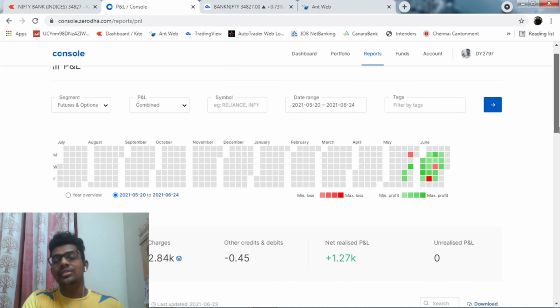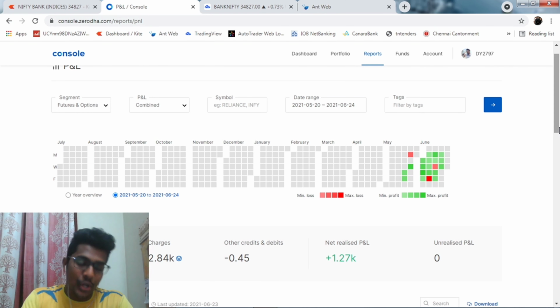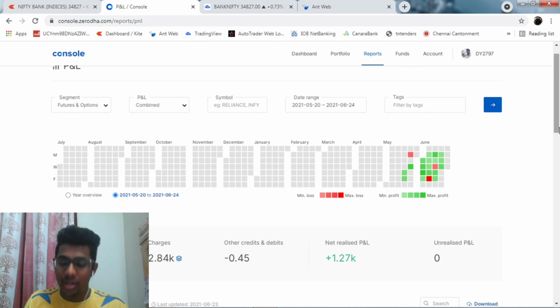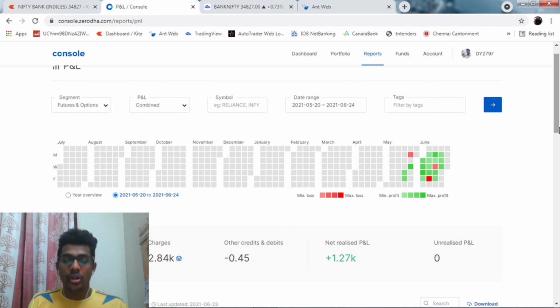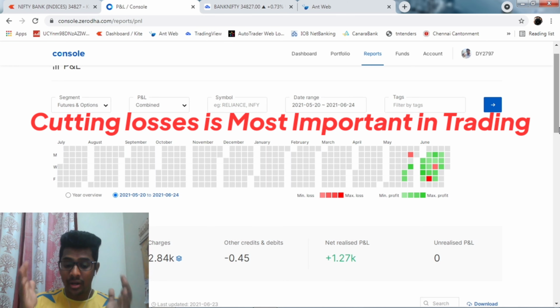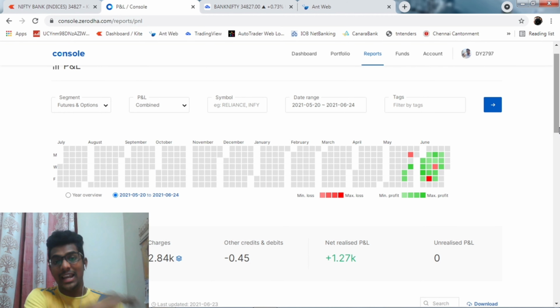The main thing you need to know is to restrict your losses, not the profits. You don't need to worry about profits at all. You just need to learn this. Profits will automatically come to you. The one who cuts the losses and closes the trades for the day is the genius, and he's going to be successful, and he's going to be consistent.